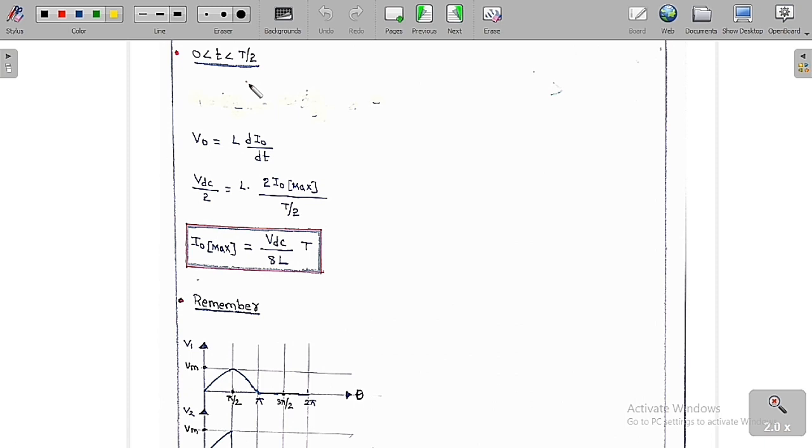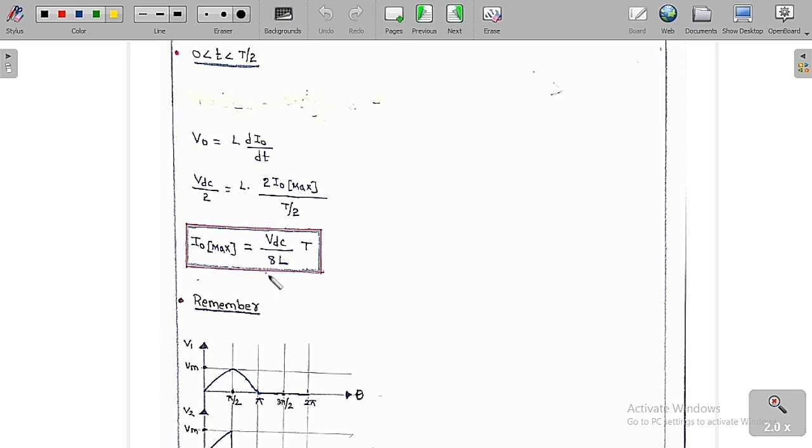Now if you want to apply the voltage and current relation across the inductor, which is V0(t) is equal to L into dI0(t) by dt. So for 0 to T by 2, the output voltage is always equal to the source voltage, which is VDC by 2. L into dI0 by dt means the rate of change of the output current, from minus I0 max to I0 max, over the time period T by 2. So VDC by 2 is equal to L into 2I0 max by T by 2. This much change in the output current occurs in the time T by 2.